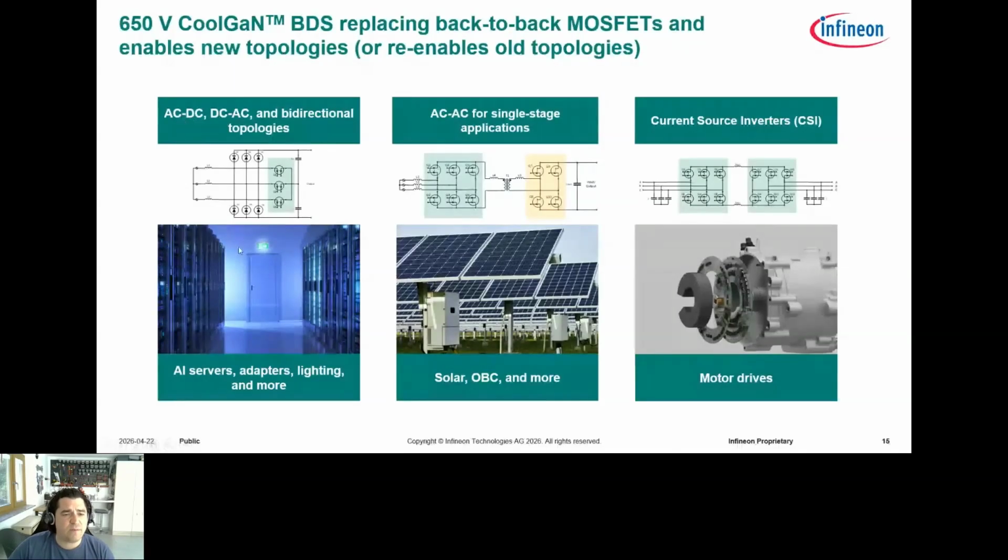These are very often used in AI servers and in lighting. In onboard chargers, you would also see topologies like that. But what we're seeing in a lot of onboard chargers, as well as in some solar applications, is the adoption of something called a direct single stage topology. So this usually involves a cycloconverter or a matrix converter. And I'll get into that more later.